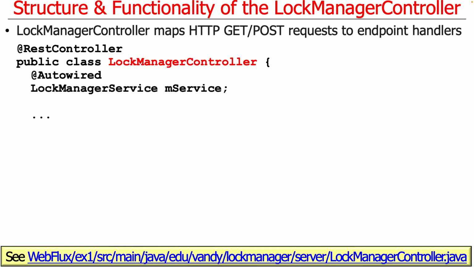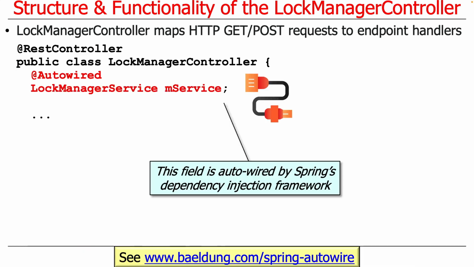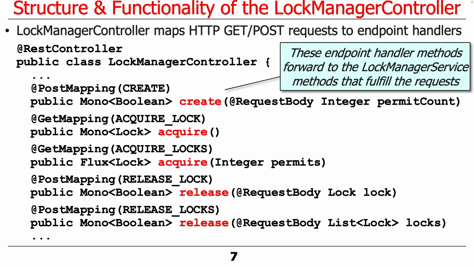When we look at the code and we do the code walkthrough, I will also point out how the LockManager application is implemented, because that has some cool features using virtual threads. But right now, let's focus on the LockManager controller. So as you can see here, it's a REST controller. That's the same way we do it every single time so far. We are going to auto-wire the LockManager service, so it'll automatically be created and injected into the implementation by Spring's dependency injection framework. And then we've got a whole bunch of methods that are defined on the controller.